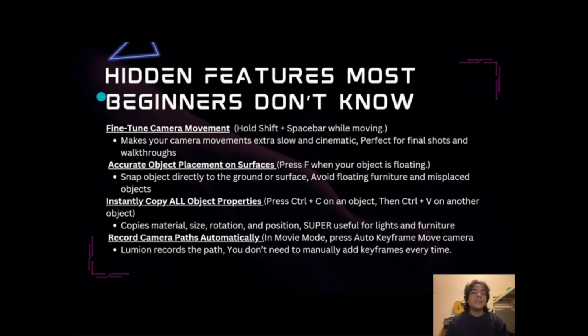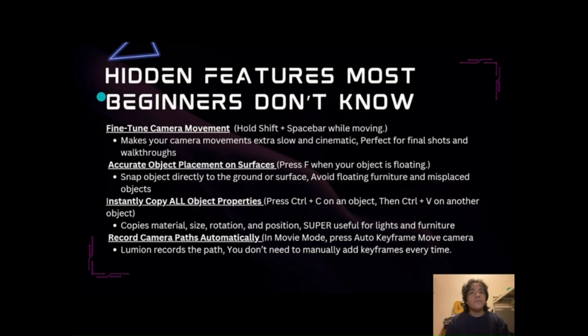Moving on, I'm going to present the hidden features most beginners don't know. The first one, we have fine-tune camera movement. By holding Shift plus spacebar when moving, it makes your camera movement extra slow and cinematic, perfect for final shots and walkthroughs. The next one is accurate object placement on surface.